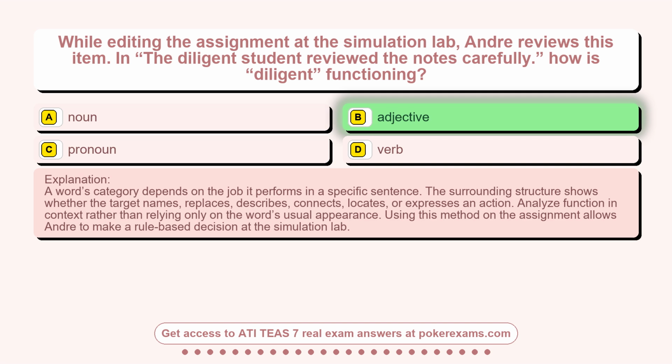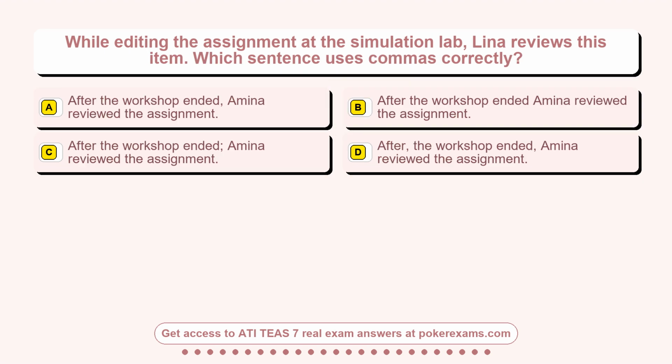A word's category depends on the job it performs in a specific sentence. The surrounding structure shows whether the target names, replaces, describes, connects, locates, or expresses an action. Analyze function in context rather than relying only on the word's usual appearance. Using this method on the assignment allows Andre to make a rule-based decision at the simulation lab. Question 24. While editing the assignment at the simulation lab, Lena reviews this item.